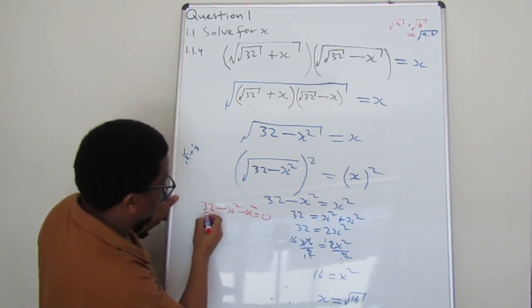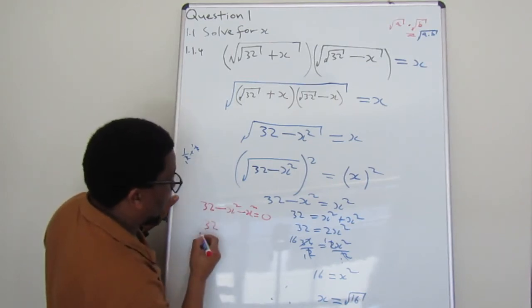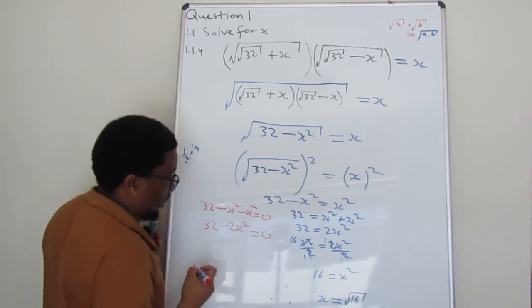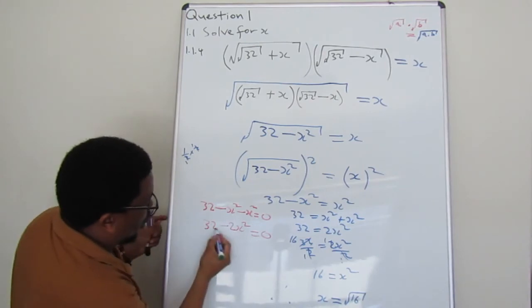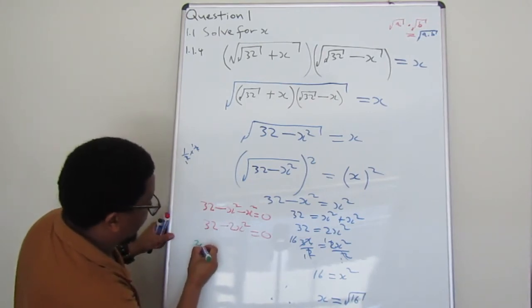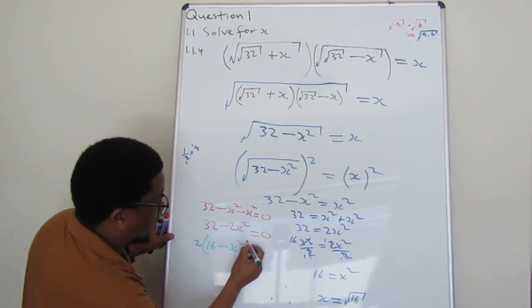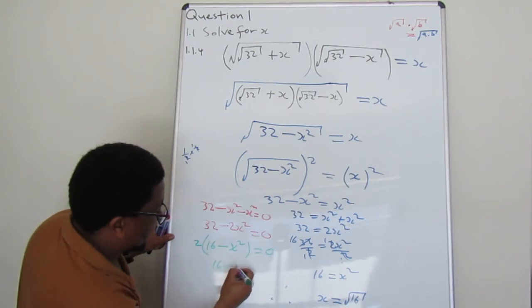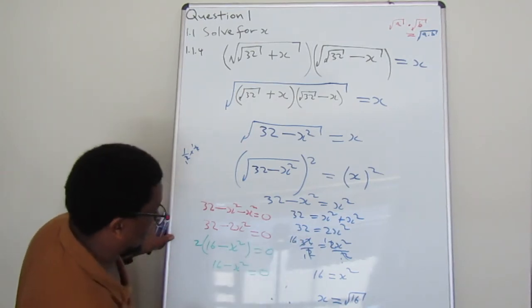Do you see that, Dana? Therefore, what do we get here now? 32 minus 2x squared is equal to what? 0 in this case, right? And then here, what is the common factor between the two terms? It's 2. I'm left here with 16 minus x squared, which is equal to what? 0. Divide by 2 this side, and 16 minus x squared is equal to, divide by 2 that side, 0, right?